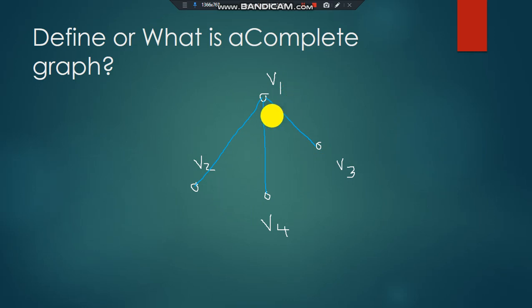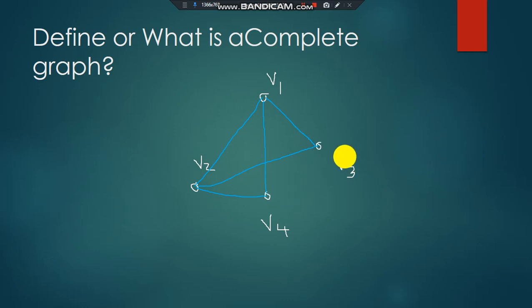Now come to V2. As I did here, I am doing here also. I join this vertex to this vertex, already joined. I make an edge from V2 to V3. I am making an edge from V2 to V4. So what I did, I made an edge from this vertex to these vertices.